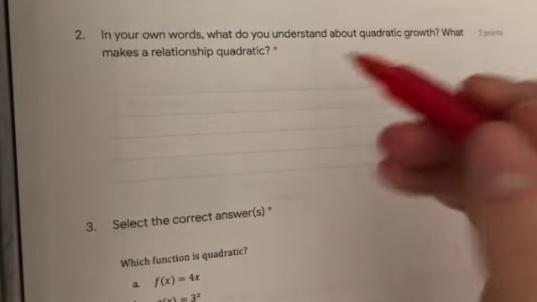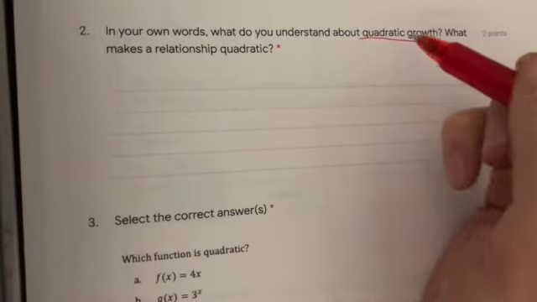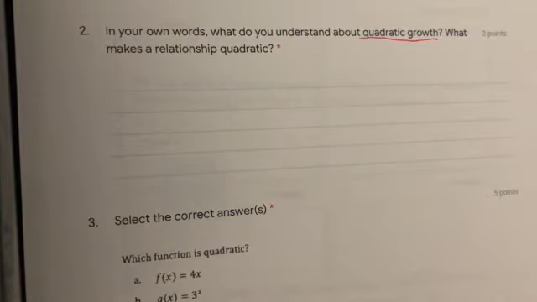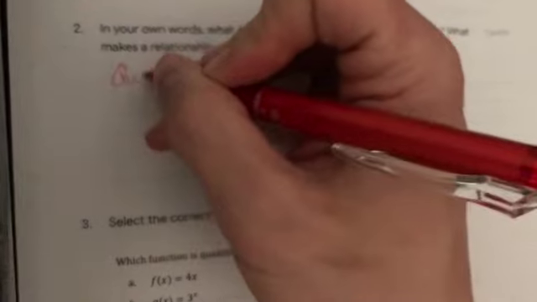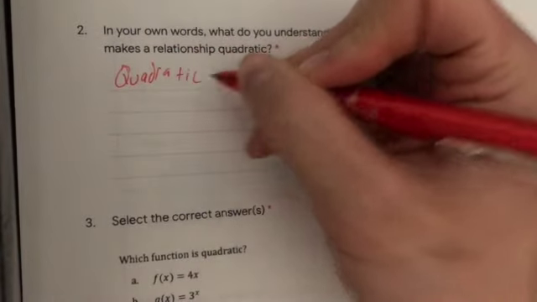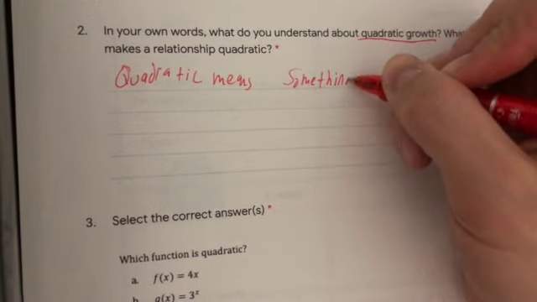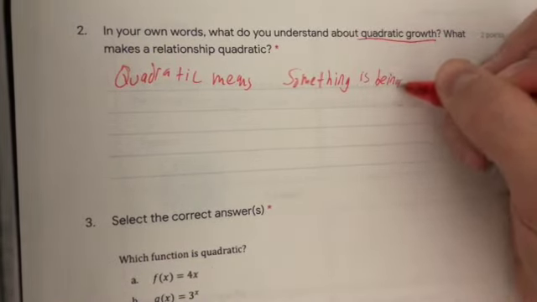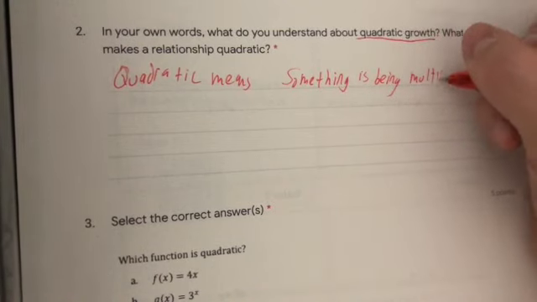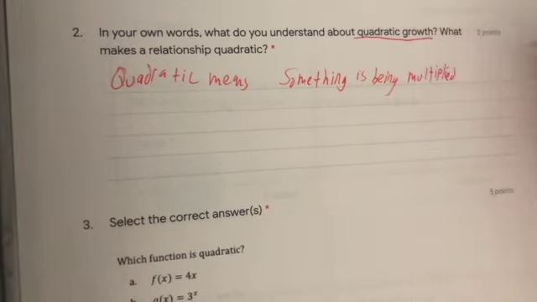So this one, what do you understand about the quadratic growth? This was the first day we actually talked about the word quadratic. The goal was that when we talked about quadratic, you understood what you were looking for. So quadratic basically implies that something is being squared. And this is a terrible definition, but basically something is being multiplied by itself. If you put that in your definition, I give you credit for it.